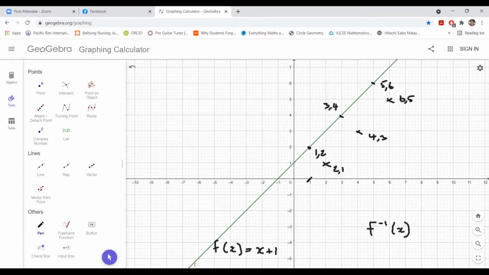If I've got 0, 1, this will become 1, 0 here. So you have a new graph here. This will be your inverse function. This will be your f inverse x.